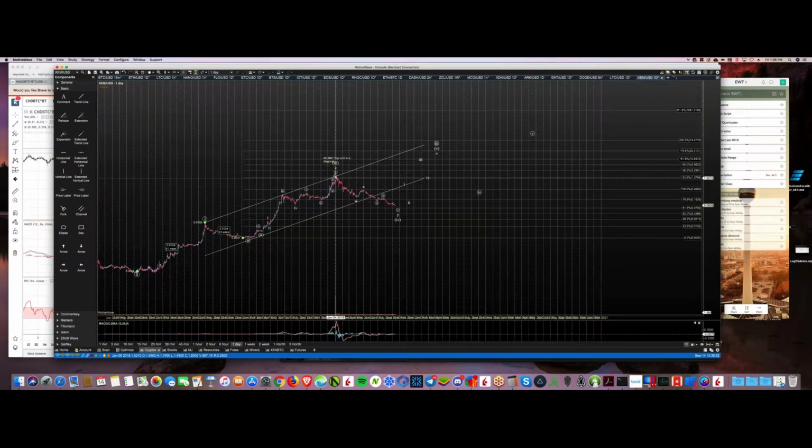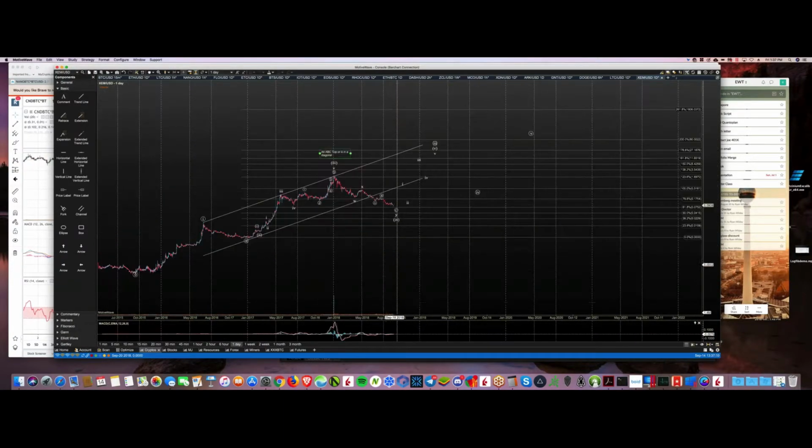Actually, I would ideally like it if this is the end of a diagonal, top of a diagonal right here, or 3 in a diagonal, ABC top. What am I saying here? When you hit the 123, you really don't want to go as low as 618. So I may reorder this whole count, but we also have an A equals C coming into target zone onto a key fib off of the WXY.